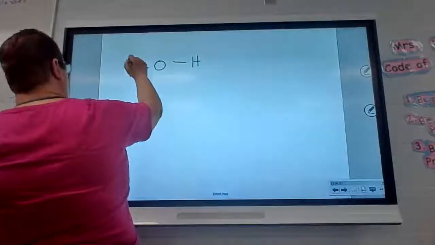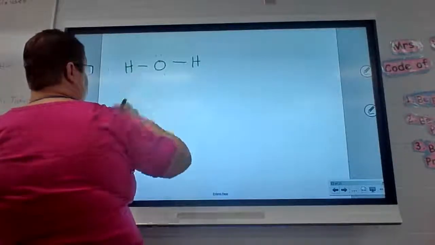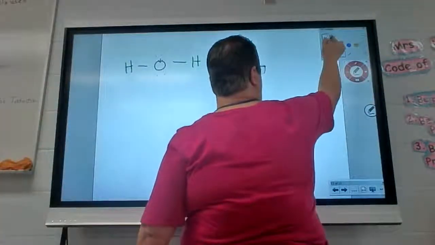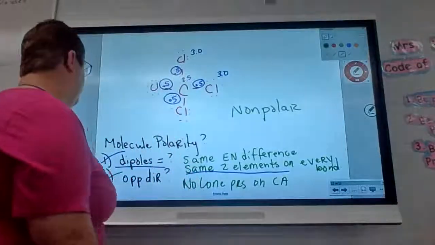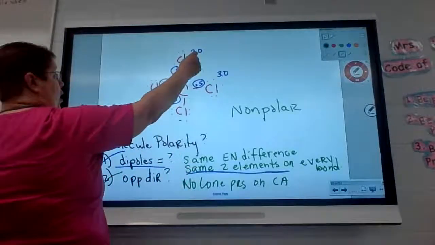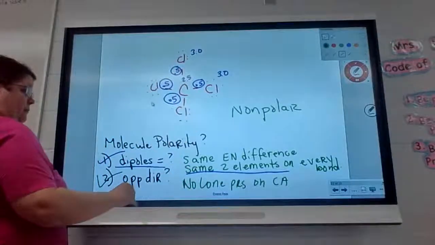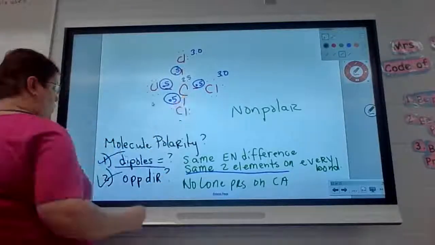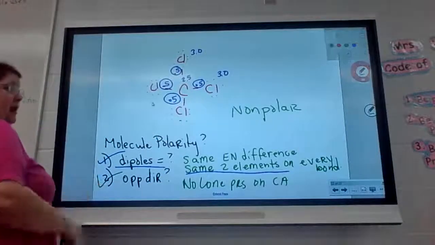Wait, so is that one not? That was nonpolar. Yeah. All the dipoles are equal. They're all carbon-chlorine bonds. And then there's no lone pairs. Oh, okay. We meet both rules. It's nonpolar.